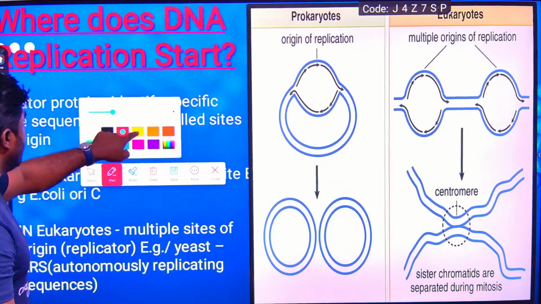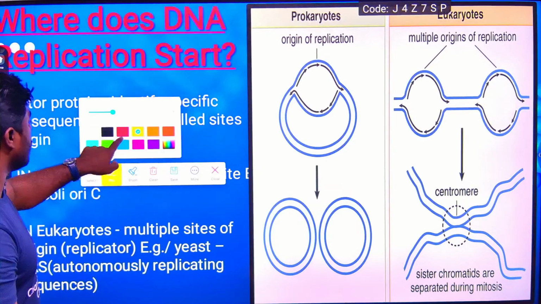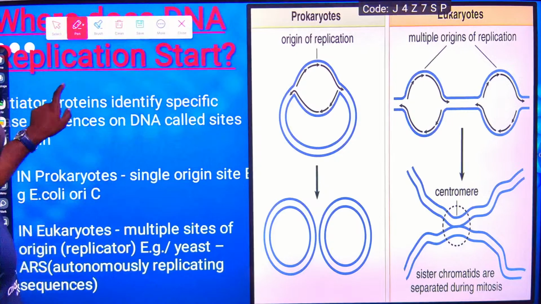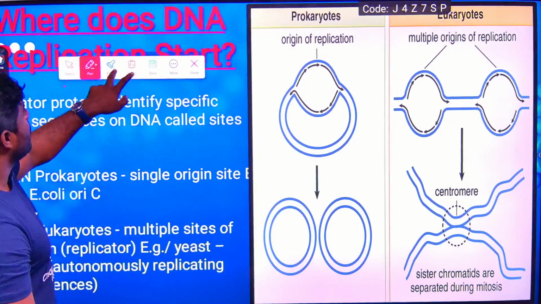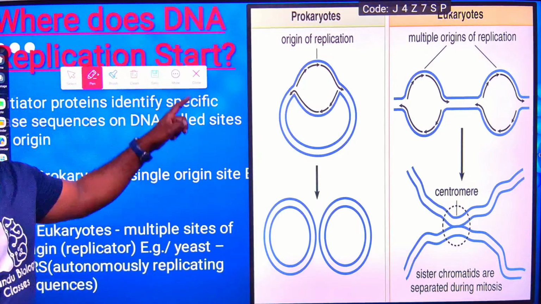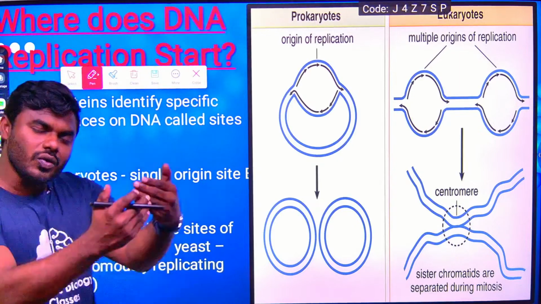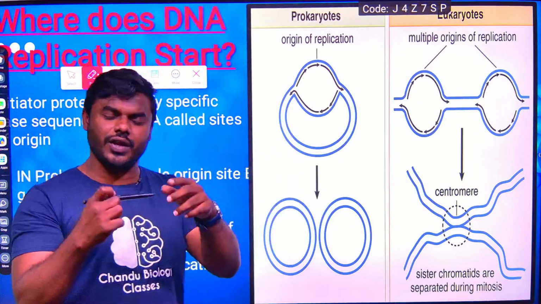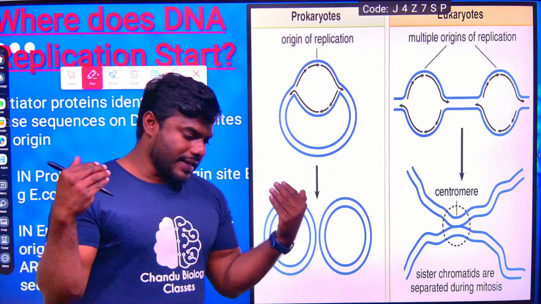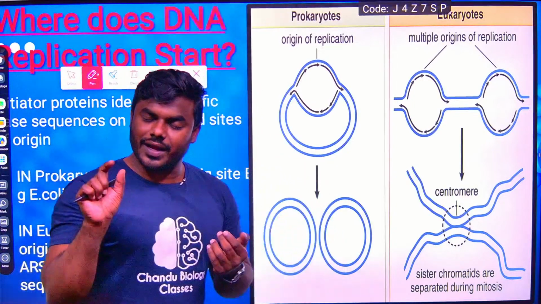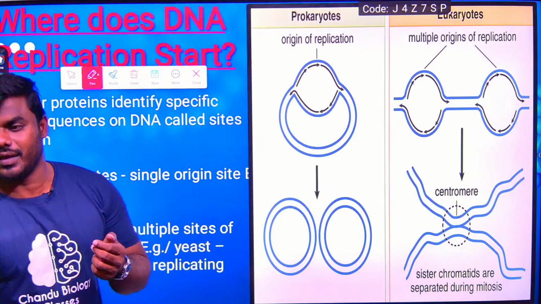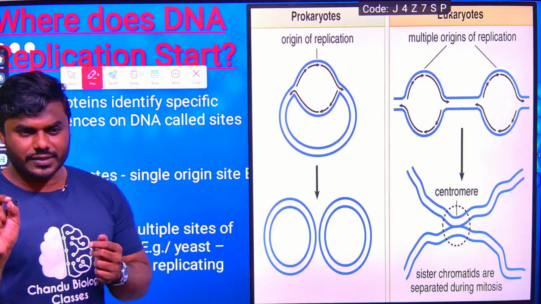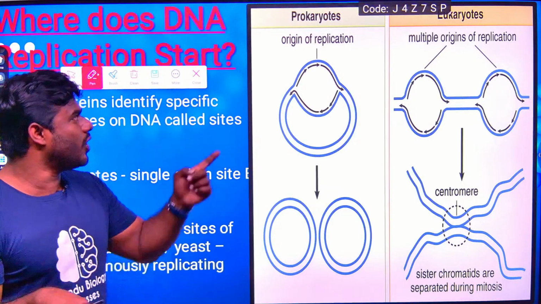All right. Okay. Now, what is the next rule? The next rule is, where does DNA replication start? However long the DNA molecule is, whether it's a prokaryote or eukaryote, DNA is very long. And it is very important that DNA replication should not happen randomly. It should always happen from a point. The point at which it starts, what do we call it?